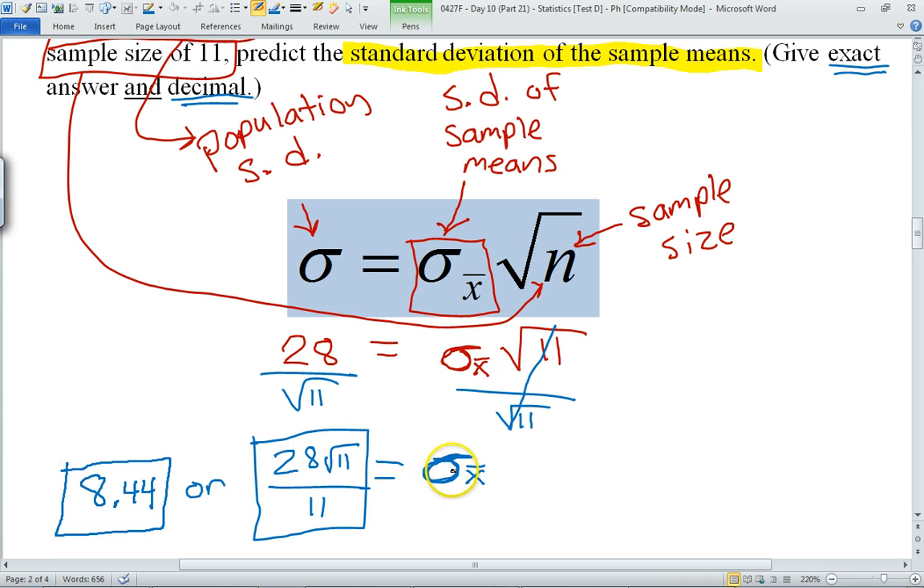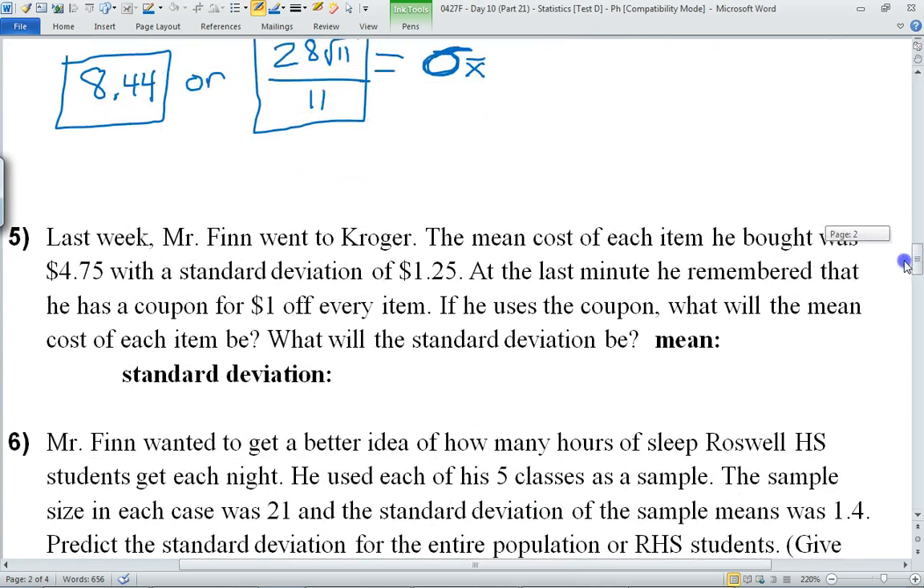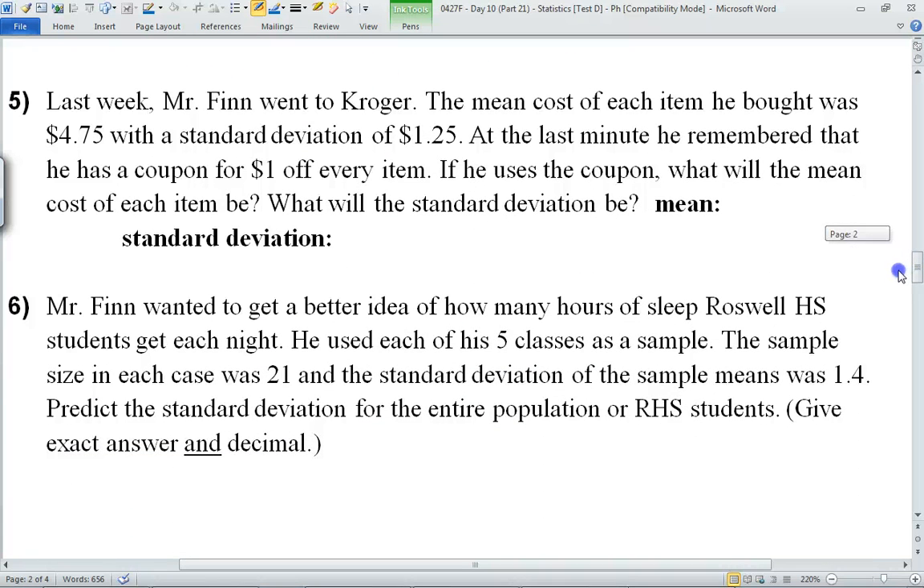So that's how you find the standard deviation of the sample mean. Please memorize this formula. Practice it. Study it. You won't remember it if you don't study it over the weekend. Alright? Let's look at number 5.